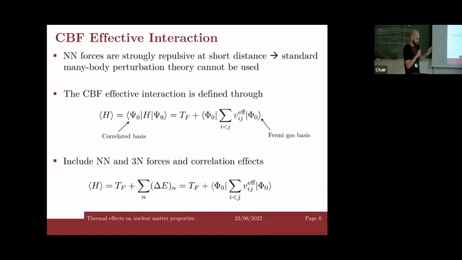So the idea here is the following. The nucleon-nucleon interaction is strongly repulsive at short distance, so we can't perform standard many-body perturbation theory. A way to overcome this problem in practical calculations is the one that we take: we renormalize the nucleon-nucleon potential in coordinate space in such a way that we are able to perform perturbative calculations in the Fermi gas basis.